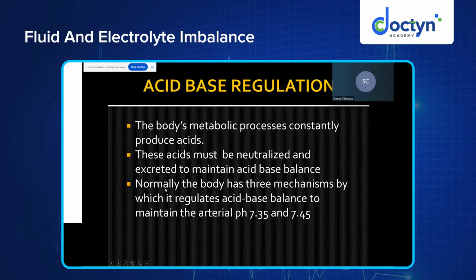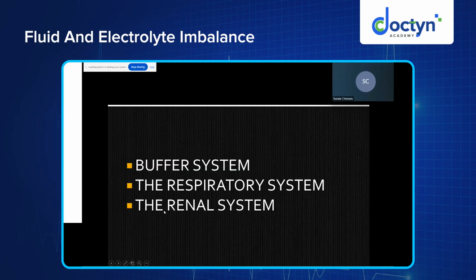The body's metabolic processes constantly produce acids. Normally the body has three main mechanisms by which the acid-base balance is maintained, and the arterial pH, which is measured by the ABG, the arterial blood gas, is in the range of 7.35 to 7.45. These are the three main mechanisms in the body that help to maintain the acid-base balance. The first is the buffer system, then the respiratory system, and then the renal system.